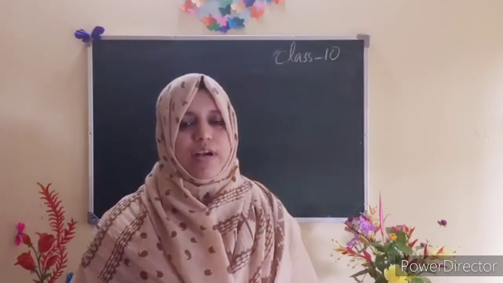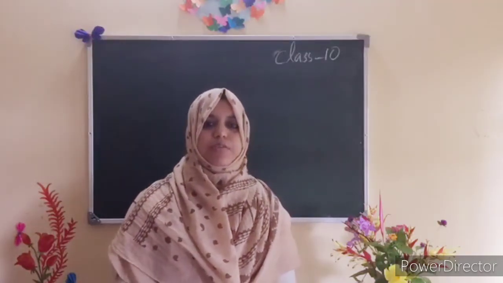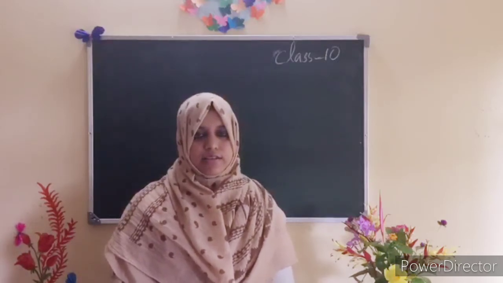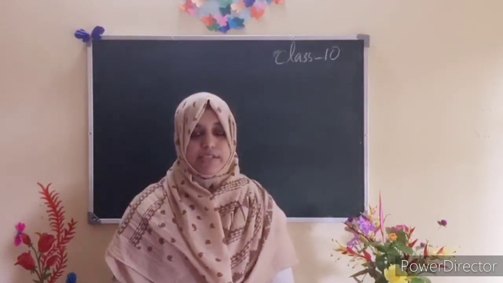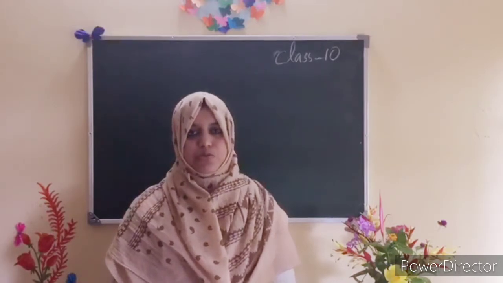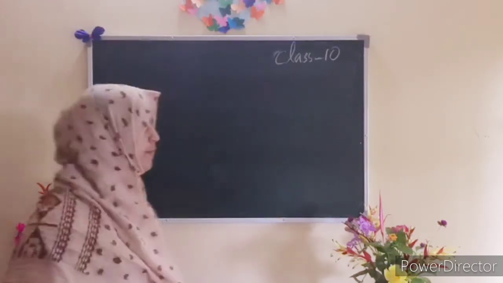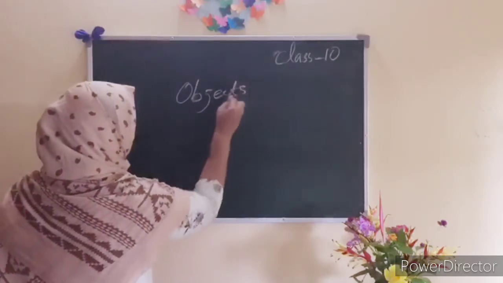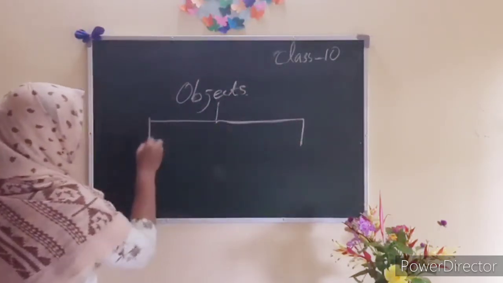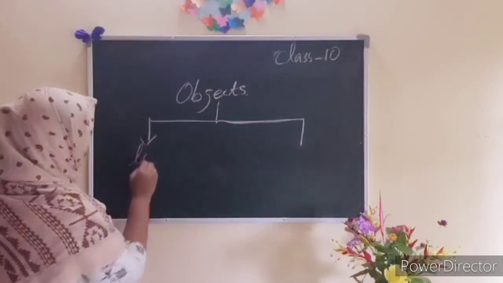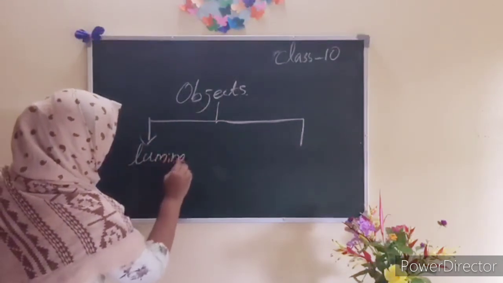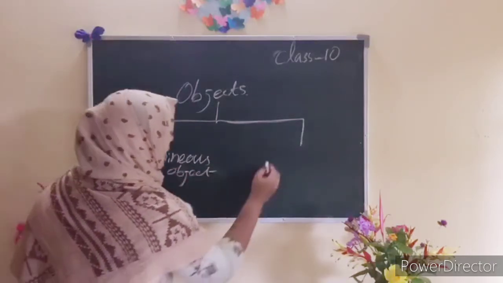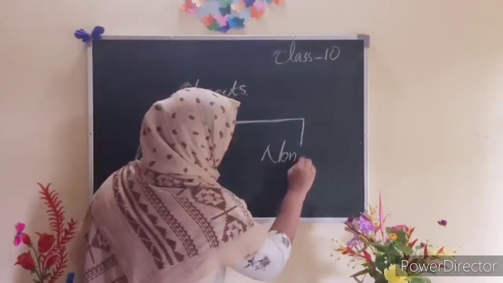We see a variety of objects in the world around us. In this chapter, these objects are classified into two groups. They are luminous objects and non-luminous objects.